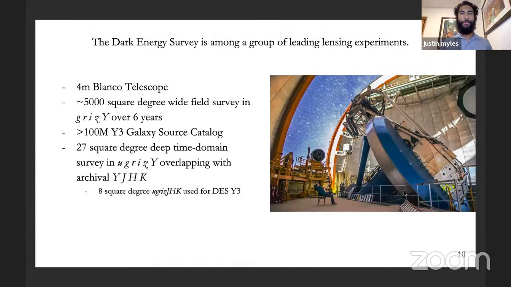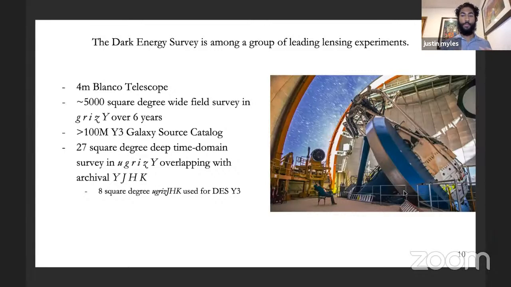Talk a little bit more about what DES is. It's among a group of leading lensing experiments. It's conducted with the 4-meter Blanco telescope in Chile, and it's collected about 5,000 square degrees in its wide field survey in the 5 photometric bands listed here over 6 years. The Year 3 galaxy source catalog has over 100 million galaxies, so that data set is really large.